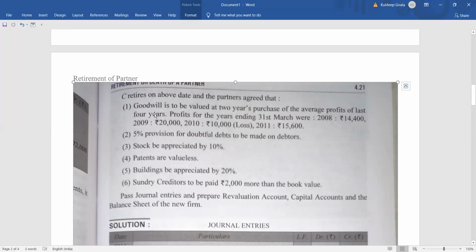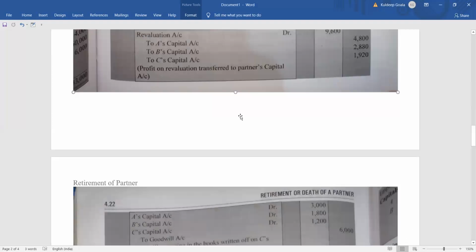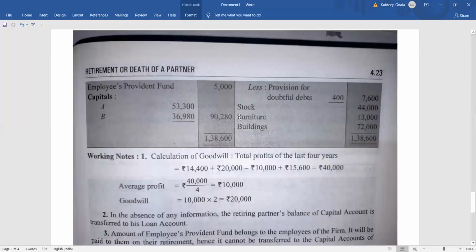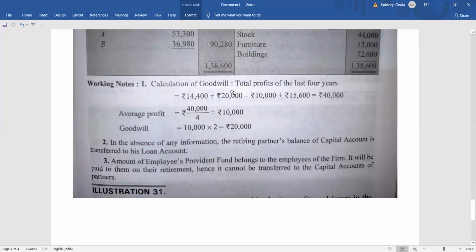So what to do with goodwill? We'll do the calculation. Calculation of goodwill: the total profit will be taken for the last 4 years. In the first year, it was a profit of 14,400. In the second year, it was a profit of 20,000. In the third year, there was a loss of 10,000. And in the fourth year, there was a profit of 15,600. So after doing the sum total, we are getting 40,000 rupees. This is nothing but the total profit of the last 4 years.